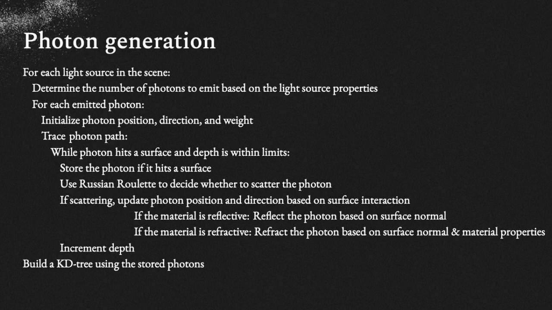During the first pass, we release photons into the scene. For each light source in a scene, we allocate the number of photons based on the properties of this light source. We recursively call the calculate photon path function while photons hit a surface and the depth is within our set limits. We store the photon if it hits the surface and use Russian roulette to decide how much of its energy is absorbed, reflected, and refracted based on the material properties. We build a KD tree of all the stored photons to speed up the rendering pass, since a KD tree is especially ideal for handling non-uniform distribution of photons.